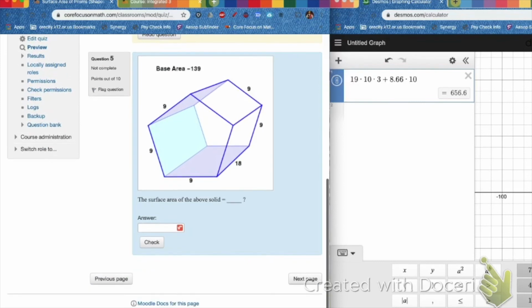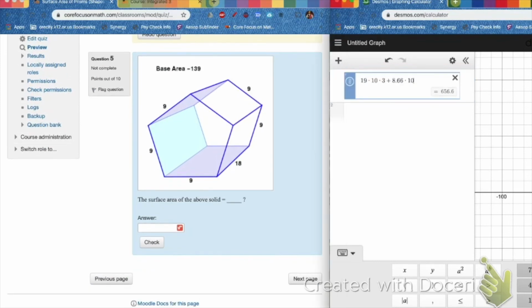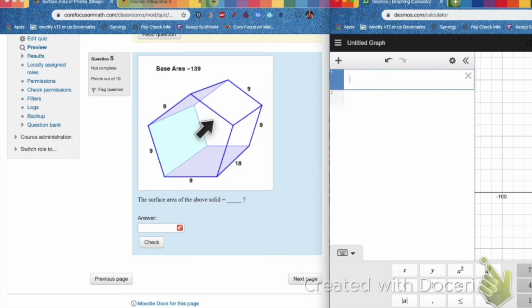All right, 5 and 6. They give us the base area, which is 139. Each of these prisms have 2 bases. That's what makes them a prism. So I can do my base area, whatever you get for that, times 2 to account for the bases.